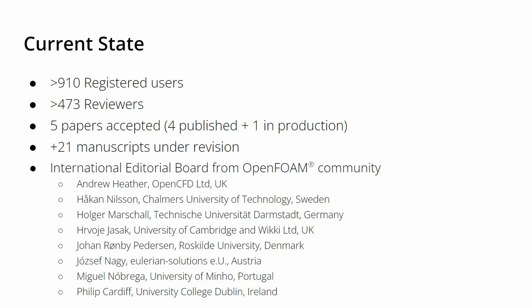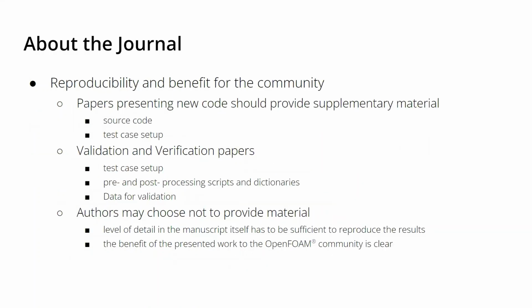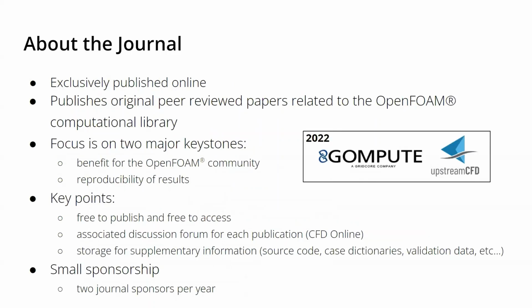And then the next milestone is going to be next year in 2023, when we will be able to apply for indexing, for example, for an impact factor and indexing in, for example, Scopus. So this is our goal where we want to go. Currently, we are not allowed because the journal has not been around for long enough, but we are working on that. There are already 5 papers accepted, 21 are under revision, so there are a lot more to come. So I encourage all of you to submit papers to the OpenFOAM Journal, especially because we place such importance on reproducibility and the benefit to the community.